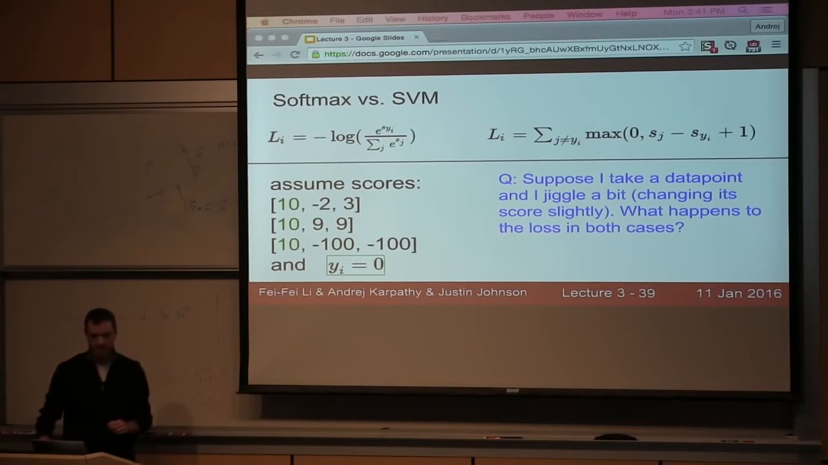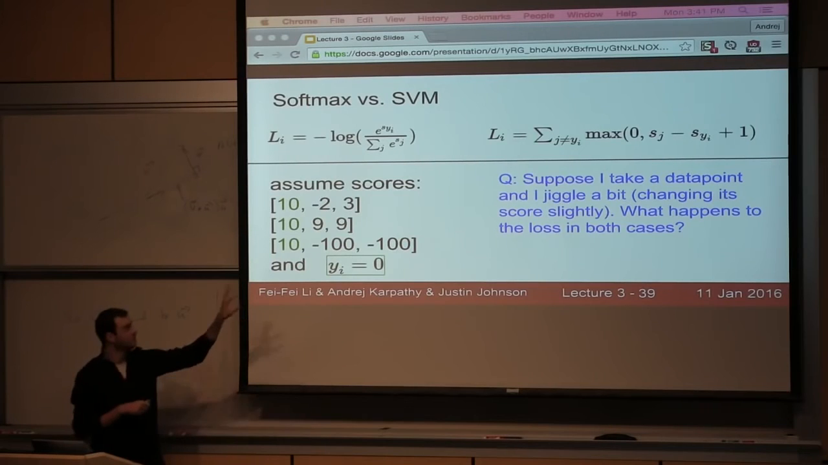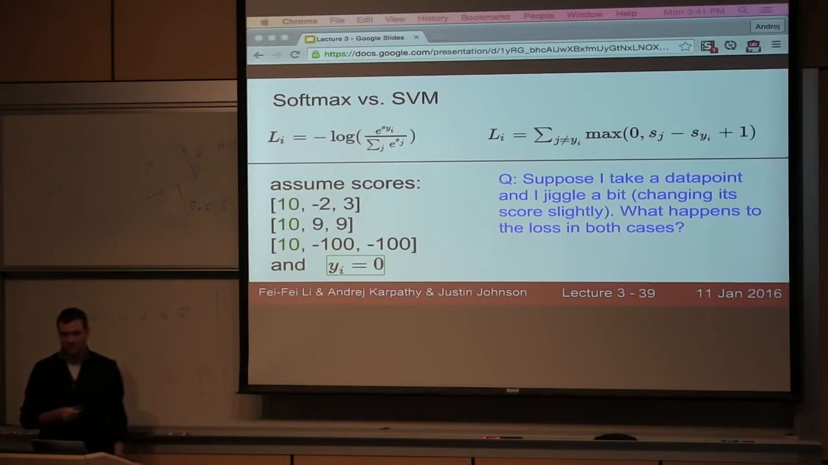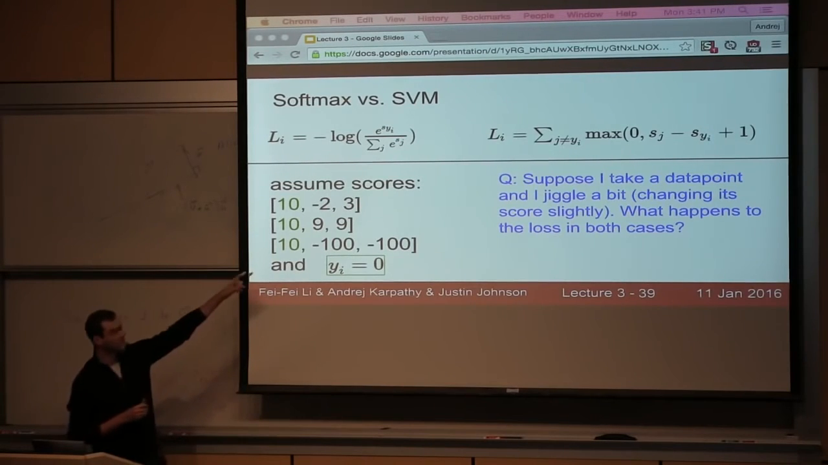The scores increase and decrease depending on what direction you move the data point. So they increase and decrease as I wiggle this data point around. Do they both increase or decrease for the third data point, for example? The SVM remains the same, correct. And why is that? It's because the margin was met by a huge amount.